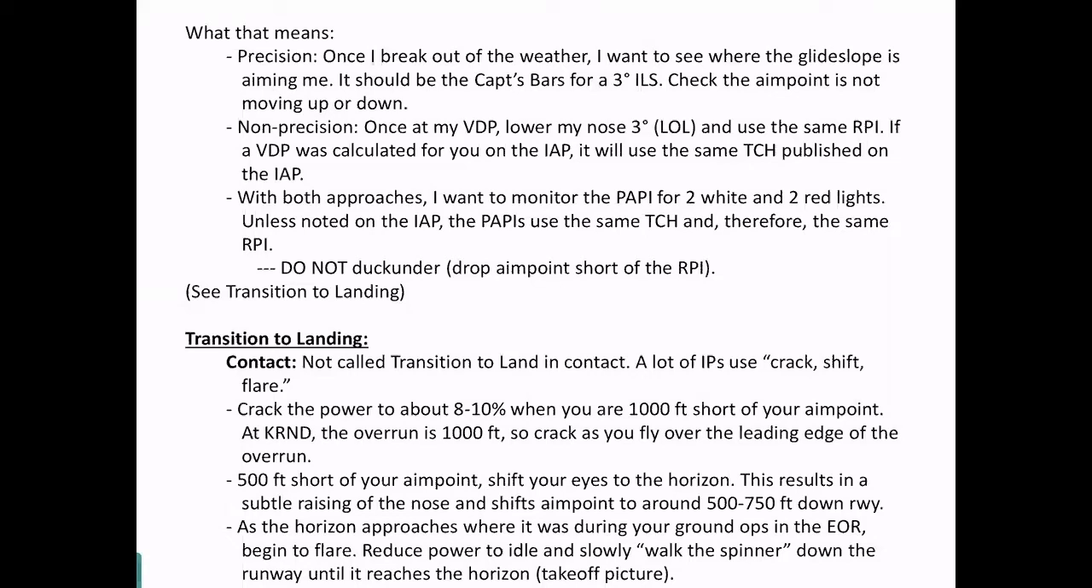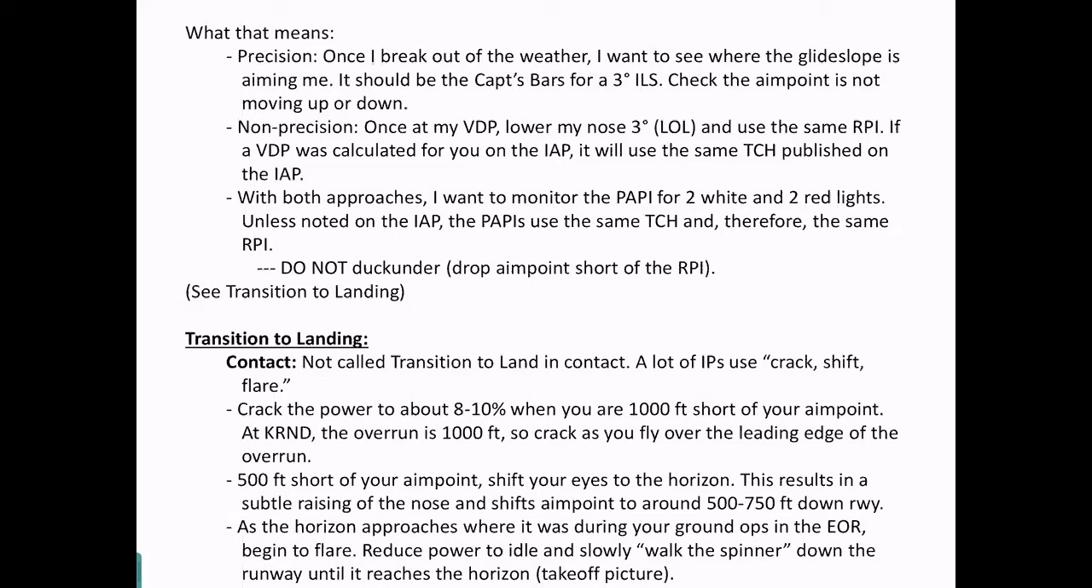For non-precision, once I'm at my VDP. Now, we always calculate a VDP using a 3-degree glide path. That's what the FAA wants us to use. So regardless of what glide path the ILS uses, we're always going to use a 3-degree. So if I'm in level flight, 3 degrees nose high and 35%-ish, when I start to descend at my VDP, I want to lower my nose 3 degrees. So that's going to put me at 0 degrees of pitch, or what we call line on line.